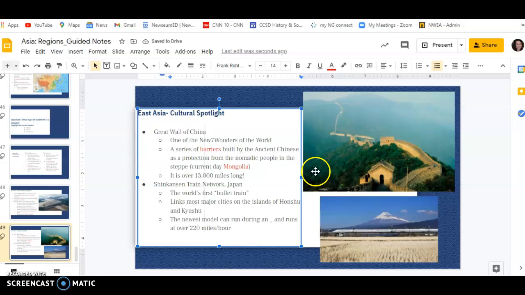Pictured here up top. Now at the bottom, we have the Shinkansen train network in Japan. It was the world's first bullet train built in the 1960s, but actually the newest model just released can run during an earthquake and runs at over 220 miles an hour. One of these technological advancements that we see in Japan's technology-based economy. And that's it.